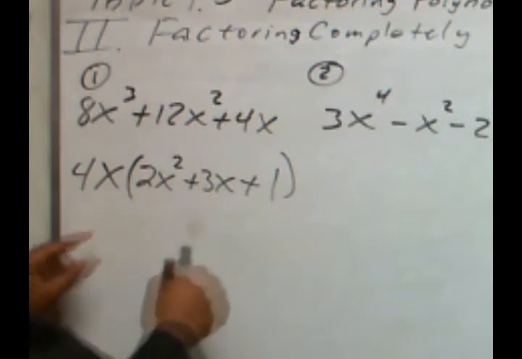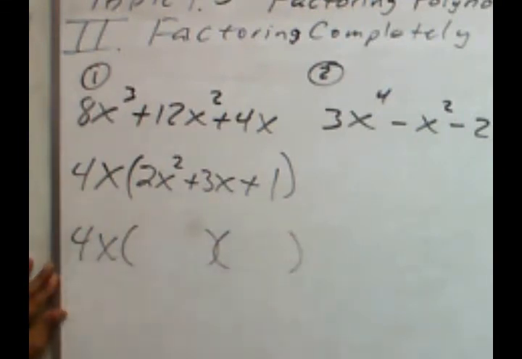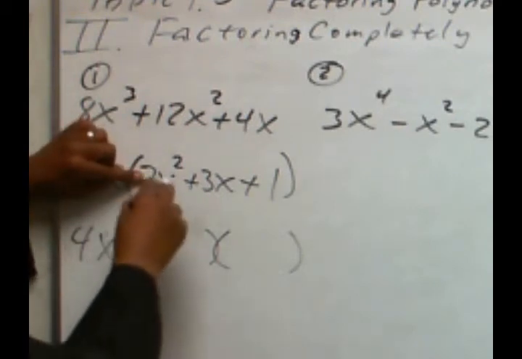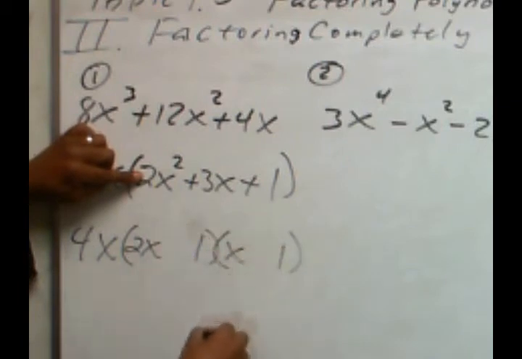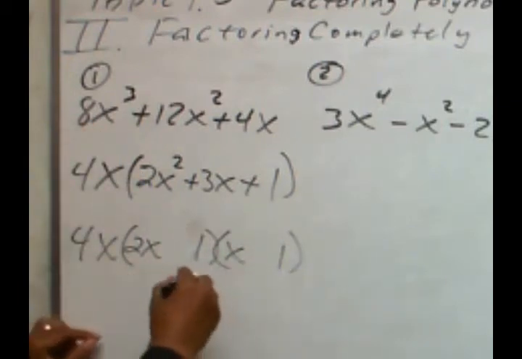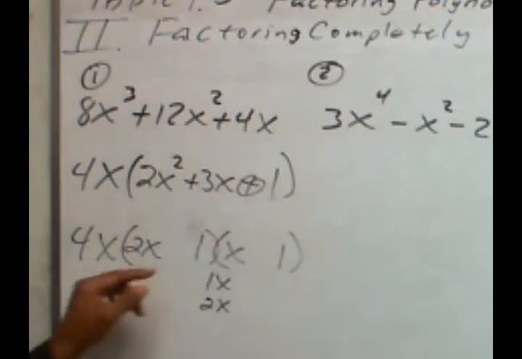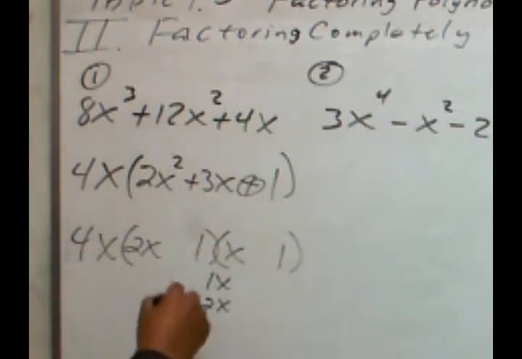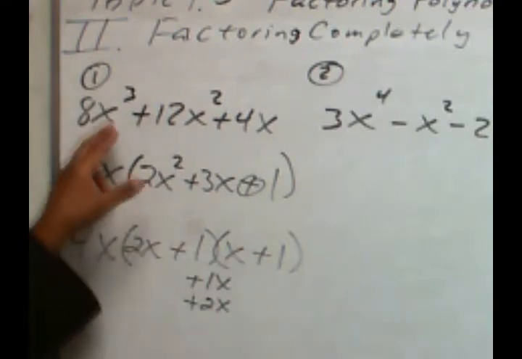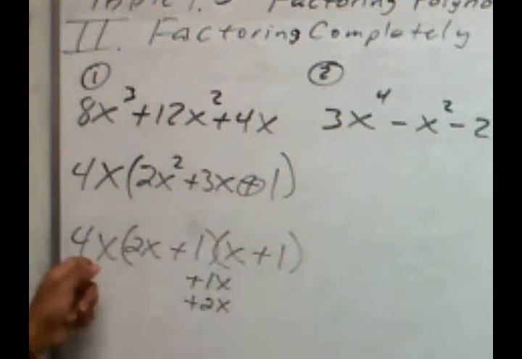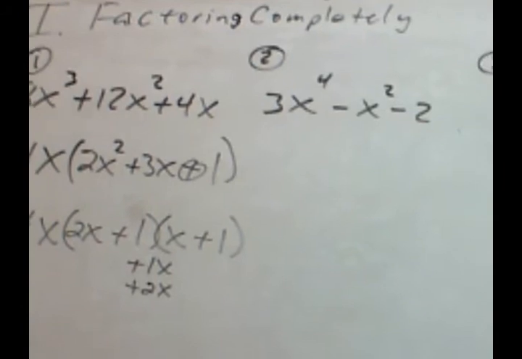Now this trinomial used to be 2 binomials. And I can factor that by saying 2x squared can factor into 2x times x, and 1 can factor into 1 times 1. Here in the middle, I get 1x and 2x. And my signs need to be the same in order to get a 3x. So plus plus, so I get plus plus here. So this polynomial used to be a monomial times 2 binomials before multiplication.